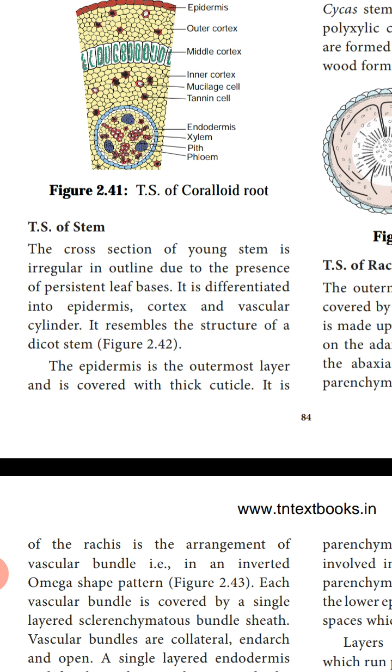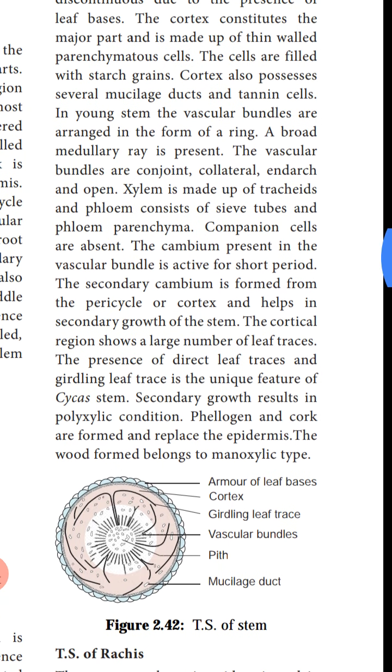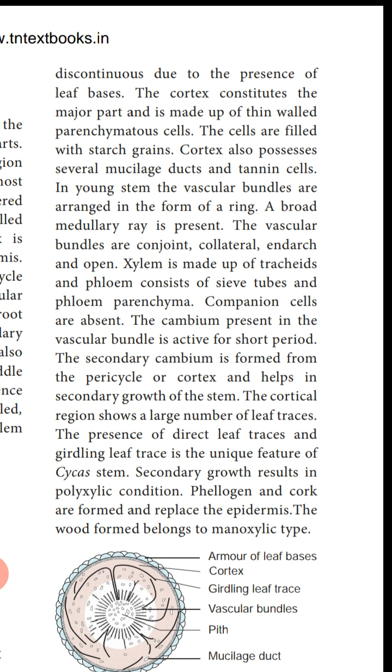It is differentiated into epidermis, cortex and vascular cylinder. It resembles the structure of the dicot stem. As we can see, the TS of the dicot stem, the same structure is found in the TS of the cycas stem. The epidermis is the outermost layer and is covered with thick cuticle. It is discontinuous due to the presence of leaf bases.